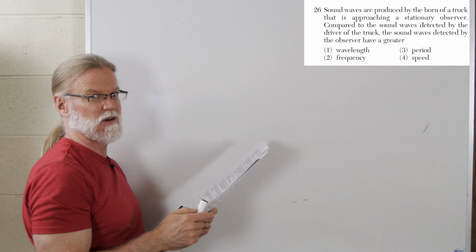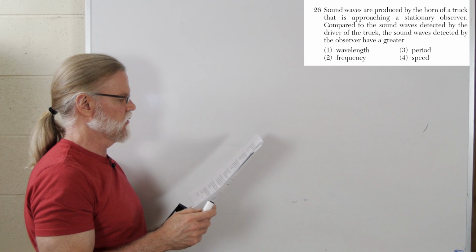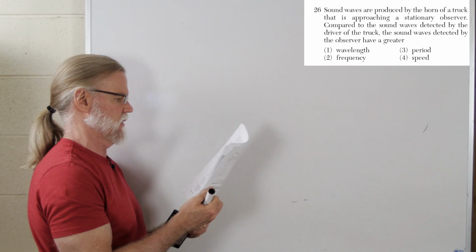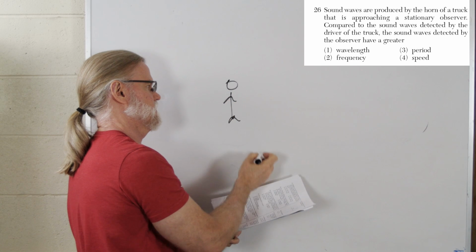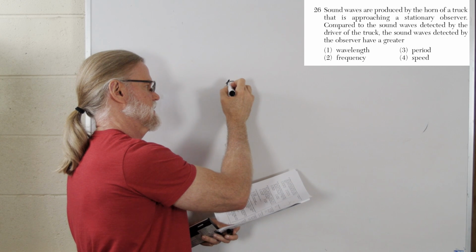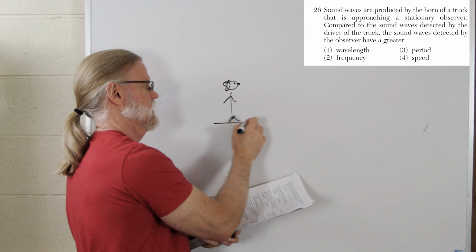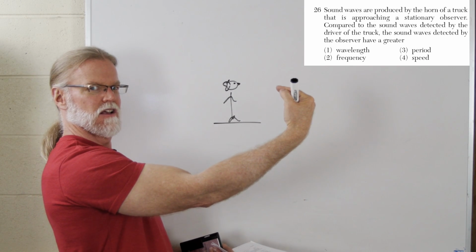Sound waves are produced by the horn of a truck that is approaching a stationary observer. This is sounding like it's going to be the Doppler effect. Compared to the sound wave detected by the driver of the truck, the sound wave detected by the observer... All right, here we go, got our observer. Very observant, big eyes, big ears. Motorcycle coming towards us, right?